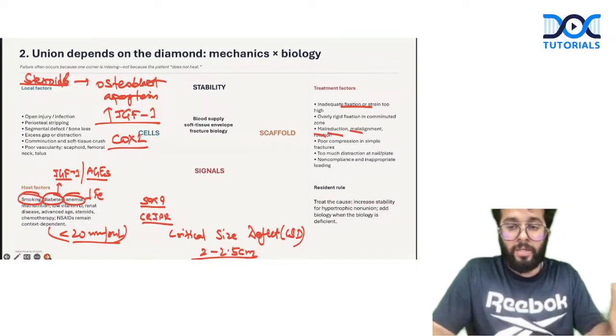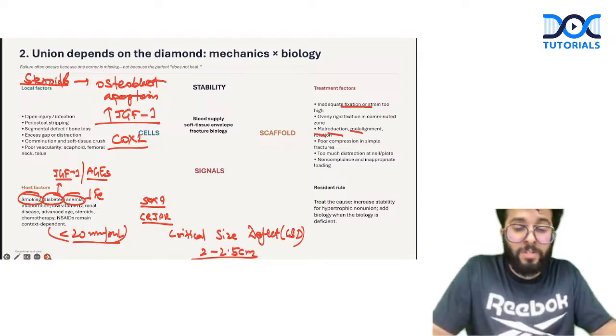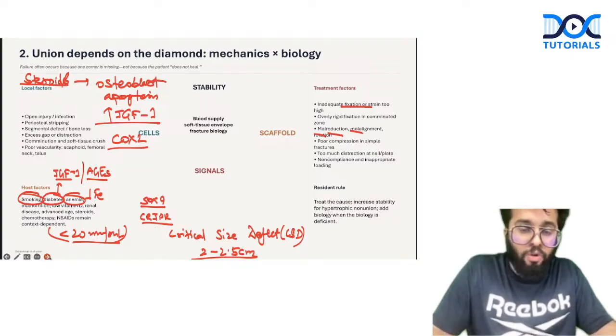Now, too much distraction. We've just discussed the critical size defect, 2 to 2.5 centimeters. If it's more than that, very less likely the fracture will unite. Too much distraction, the fracture is less likely to unite, right?